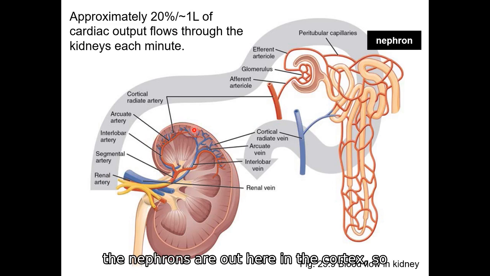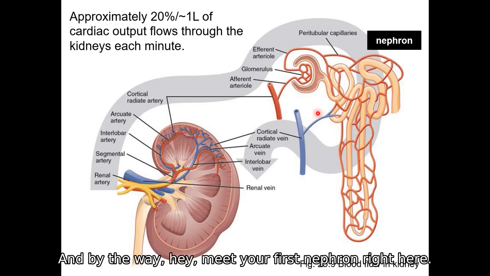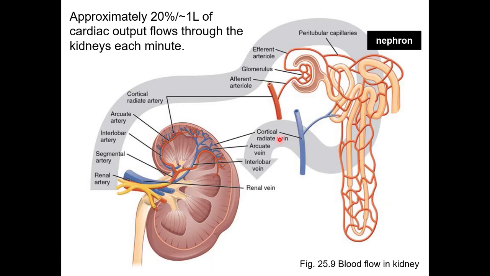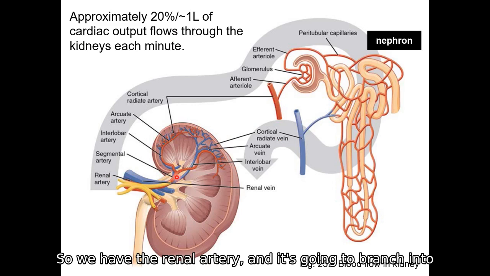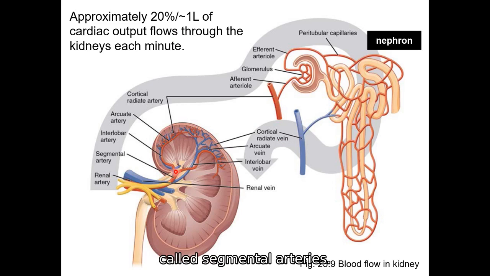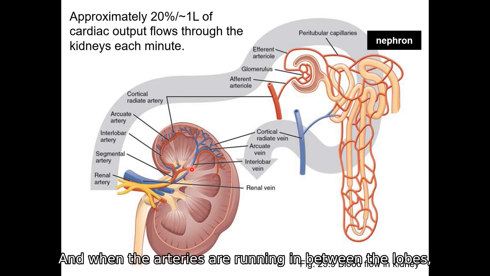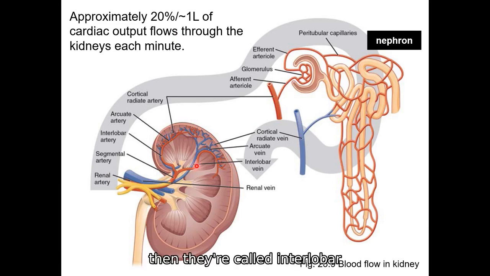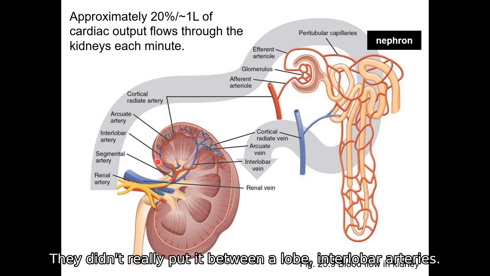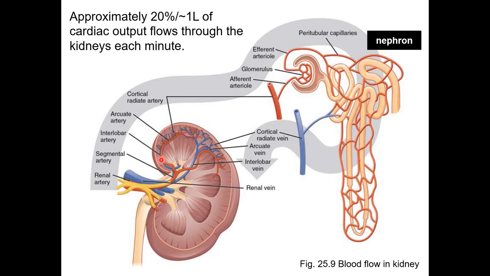And remember, the nephrons are out here in the cortex, so we have some vessels that are going to take that blood to the nephron. And by the way, hey, meet your first nephron right here. So we have the renal artery, and it's going to branch into segments, and then they're called segmental arteries. And when the arteries are running in between the lobes, then they're called interlobar arteries. They didn't really put it between a lobe, but interlobar arteries.